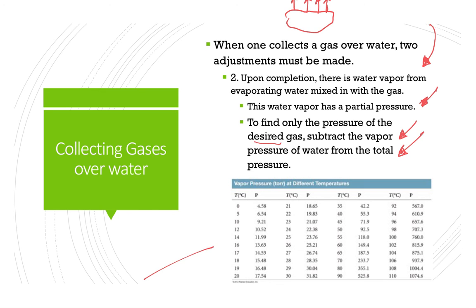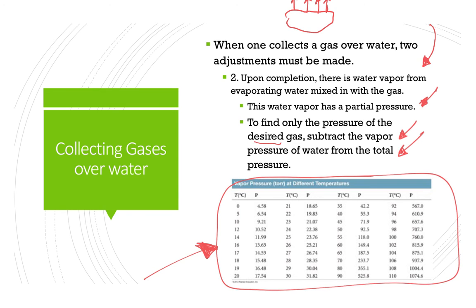The vapor pressure of water varies depending upon temperature, so you are given a table to look that up. With this information, you should be able to complete most, if not all, of your lab, as well as finish up these notes.